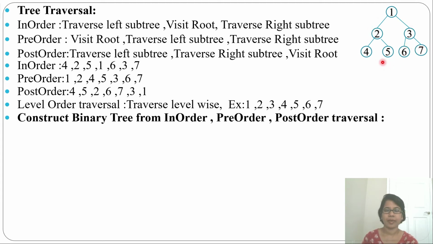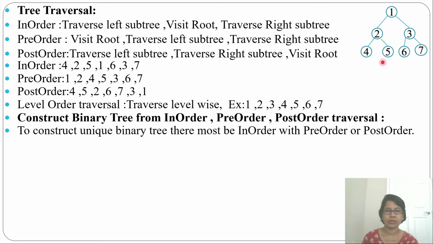Now, constructing a binary tree from in-order, pre-order or post-order traversal. To construct a unique binary tree, there must be in-order with pre-order, or in-order with post-order. If just pre-order and post-order are given, you cannot construct a unique binary tree. Just see an example: pre-order is AB, post-order is BA.